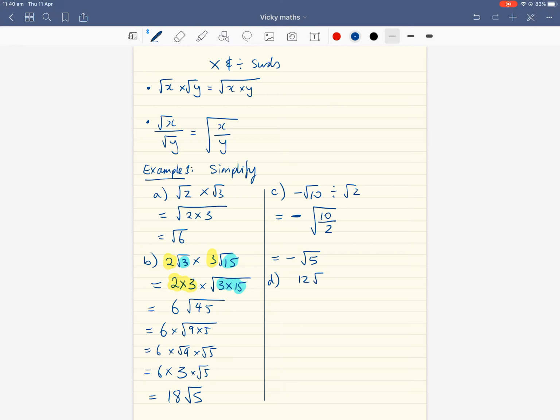Let's do another one. 12 root 18 over 3 root 3. Again, with the coefficients in front, you divide them individually, and then you divide the surds individually as well. So the coefficients in front, it's 12 divided by 3, and we're multiplying that by the square root of the numbers inside the surd, which is 18 divided by 3. Simplifying, we get 4 root 6. Can we simplify root 6? Nope, that's it, so we just leave it alone.